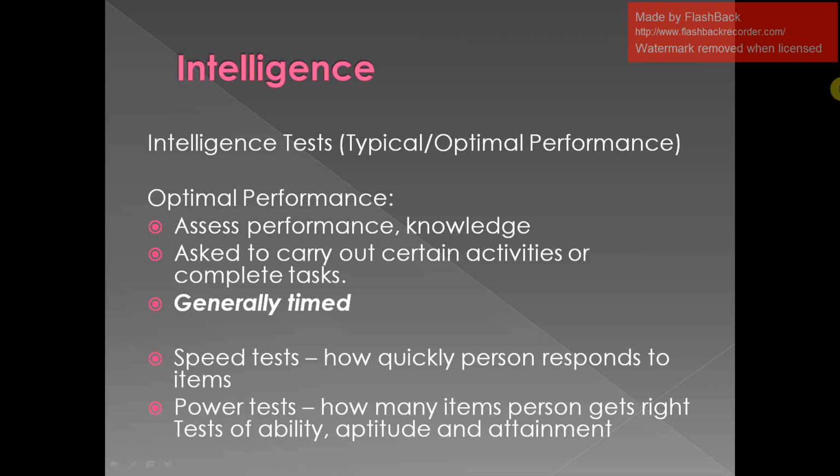So, tests that examine optimal performance assess performance and knowledge, and individuals are asked to carry out certain activities or complete tasks, for example, numerical reasoning, present items for which there are right or wrong answers, and these tests are generally timed. They consist of speed tests and power tests. Speed test is how quickly an individual responds to items, and power test is how many items an individual can get right. So these are tests of ability, aptitude, and attainment.